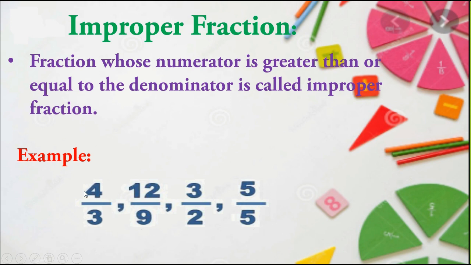In the first one, numerator is greater than the denominator. In the second example, again numerator is greater than the denominator. In the third example, numerator is again greater than the denominator. And in the last example, numerator and denominator both are equal. So all these are the examples of improper fraction. In improper fraction, numerator is greater than or equal to the denominator.